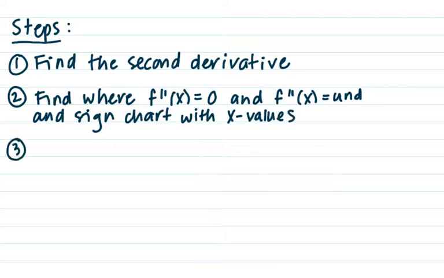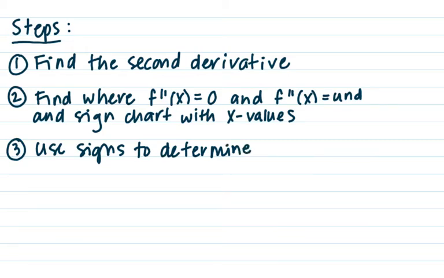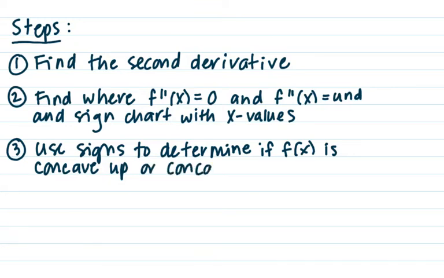Okay, and then of course, based on those signs, you're going to use those signs to determine if the function is concave up or concave down. And luckily it's intuitive. A positive answer means concave up. A negative answer means concave down. All right, so let's try an example.